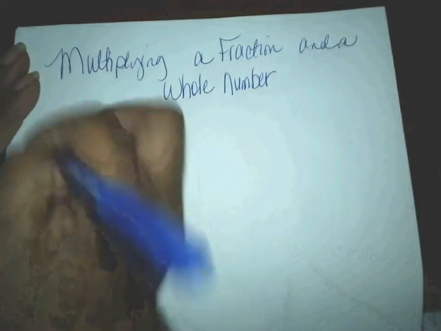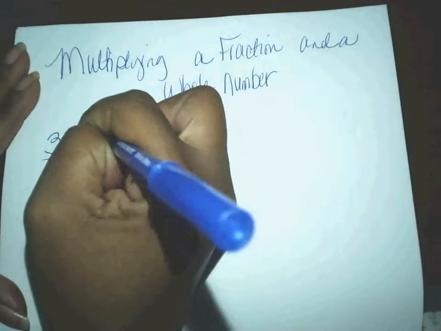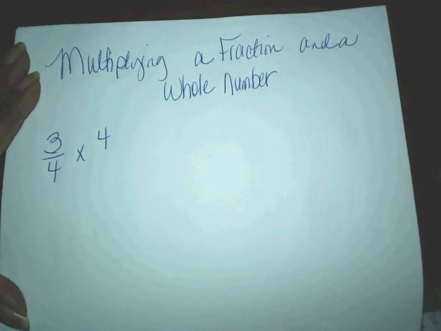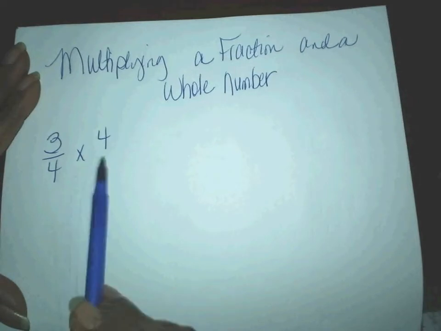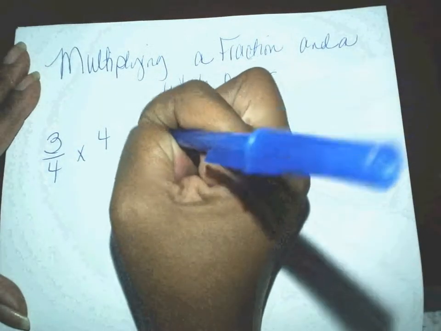So the first thing we're going to do is put a problem here. 3/4 times 4. Okay, so the first thing you need to remember is that this whole number is going to be the number of boxes that you're going to create. So the whole number is the number of boxes.